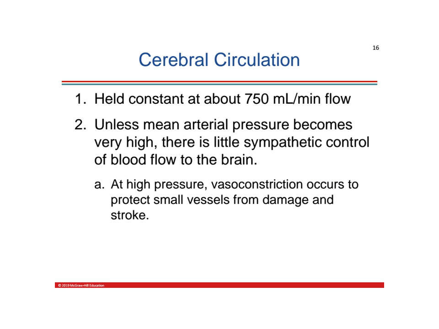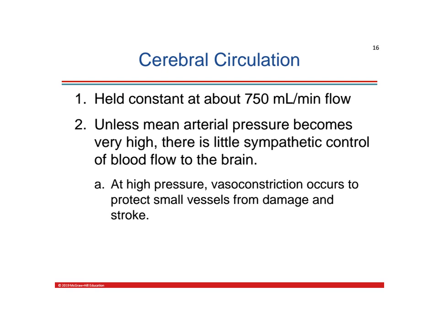Cerebral circulation is held relatively constant at about 750 milliliters per minute. This really doesn't change very much between, say, rest and other states. During exercise, it may increase a bit, and eventually, if you're doing very intense exercise, it may decrease. But generally, it's going to be held at about that value. Unless the mean arterial pressure becomes very high, there's very little sympathetic control of blood flow to the brain.